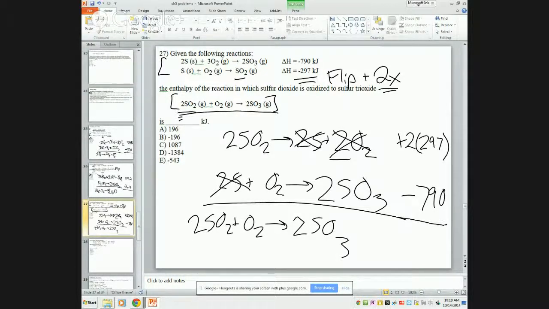So now I just combine those numbers. I got 2 times 297 and negative 790. And that should give me choice B.